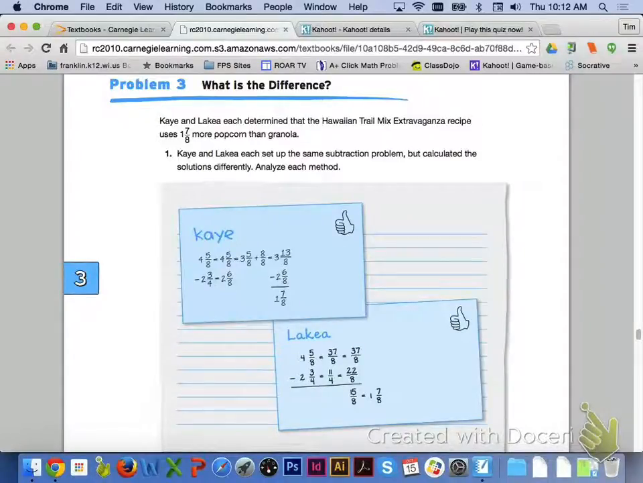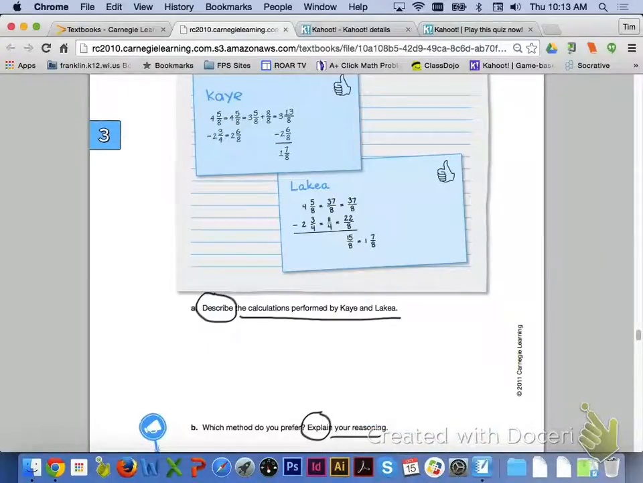Let's take a look at problem 3 on page 184. What is the difference? Kay and Lakia each determined that the Hawaiian Trail Mix Extravaganza recipe uses 1 7/8 more popcorn than granola. Number 1 tells us that Kay and Lakia each set up the same subtraction problem, but they calculated the solutions differently. Analyze each method. After analyzing each method, I want you to answer letters A and B at the bottom of page 184 with your group members.